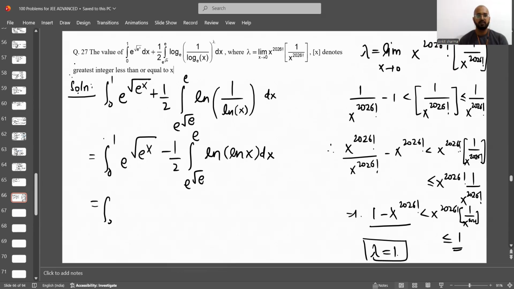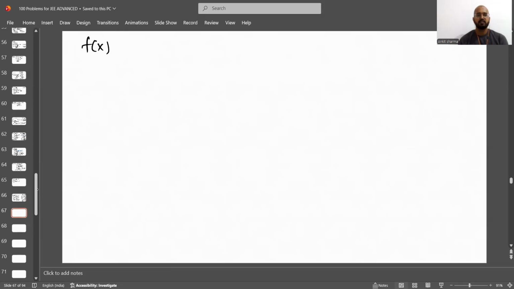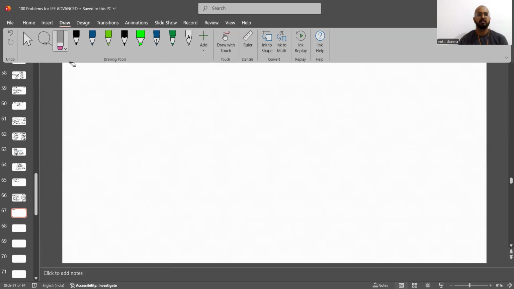This could be further written as integral 0 to 1, e to the power e power x, and then this minus, I can flip it again, write down e to e root e, and then ln of x dx. So now if we look at this function and this function, then they share a close bond again. So if I consider f of x is equal to e to the power root of e to the power x, this is my y basically.